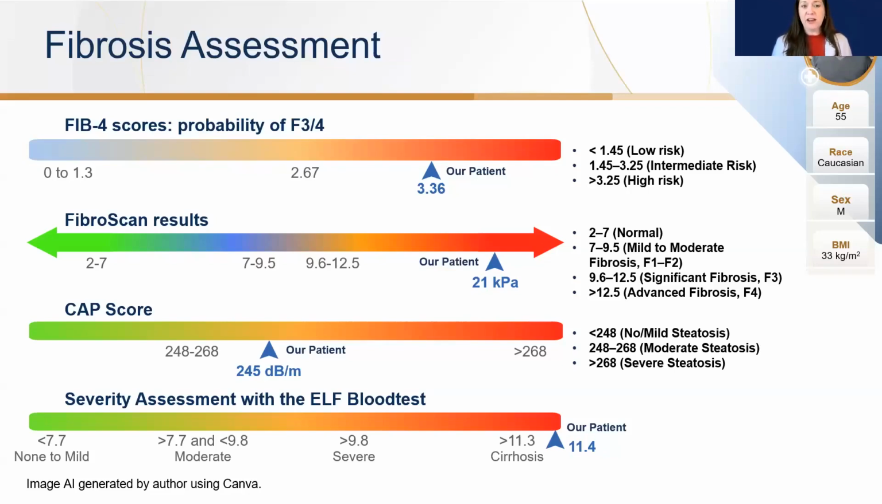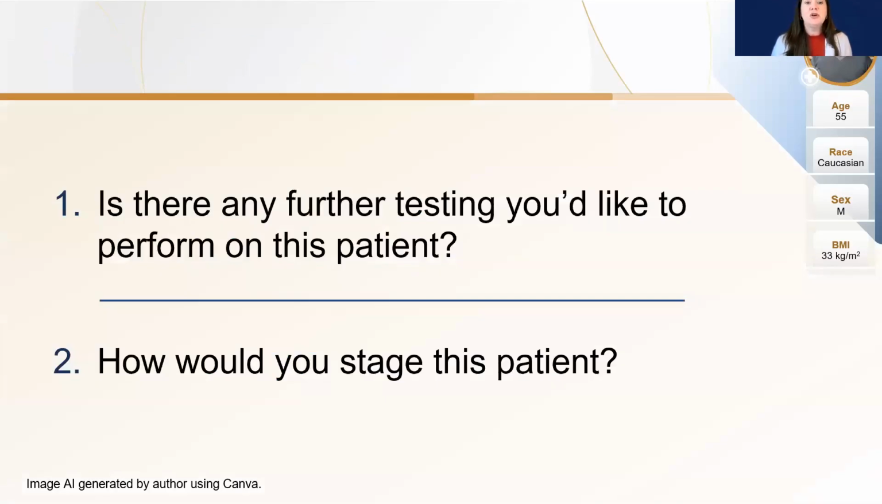With the elevated ELF, elevated FIB-4, FibroScan over 20 kPa, and then we saw the lower platelets, all signs that are concerning for advanced fibrosis and cirrhosis secondary to MASH in this patient. So now, is there any further testing that you'd like to perform in this patient?